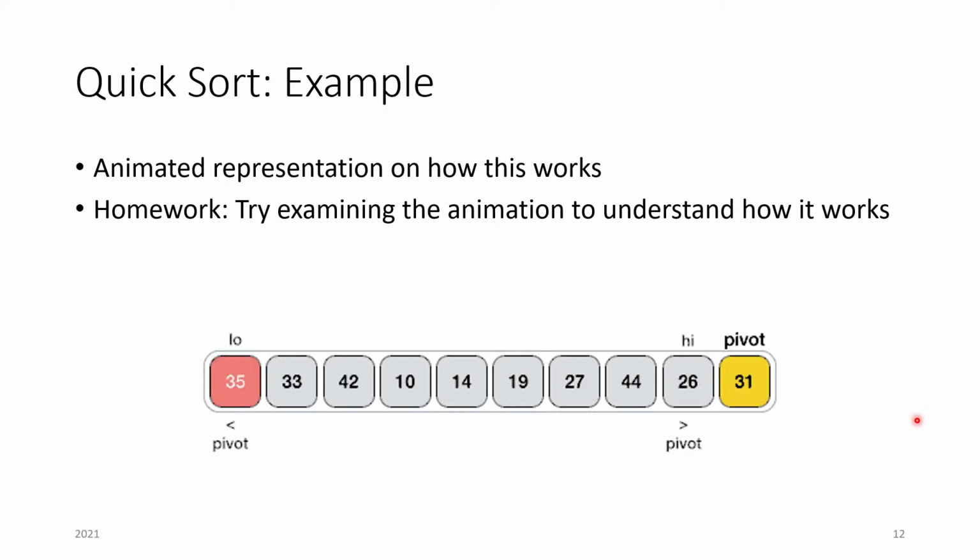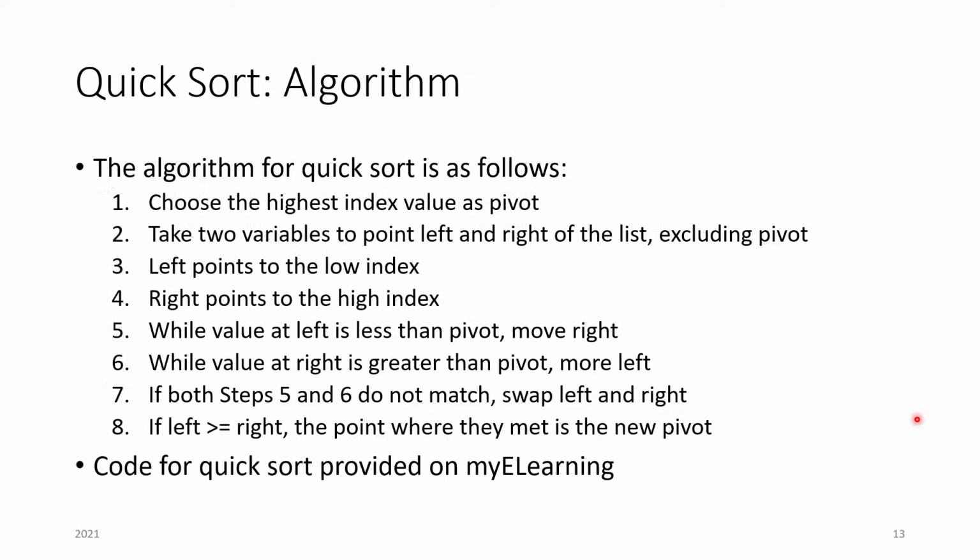So for your homework here, and you know why at this point I give you guys some homework, is to try to examine the animation and figure out how it works. And you also have the code provided to you on my Learn for quick sort, so try to see how it matches back up to the code in particular. The general algorithm for quick sort is given to you guys here, which basically is going to match up to the code implementation that is provided on my Learn.